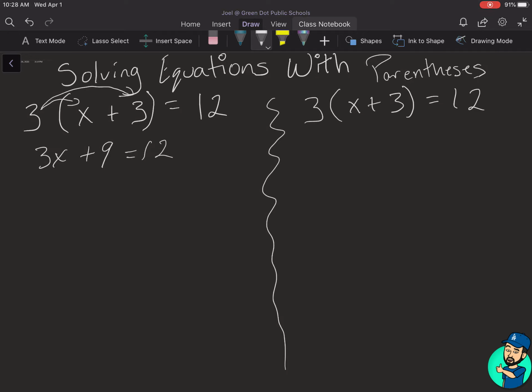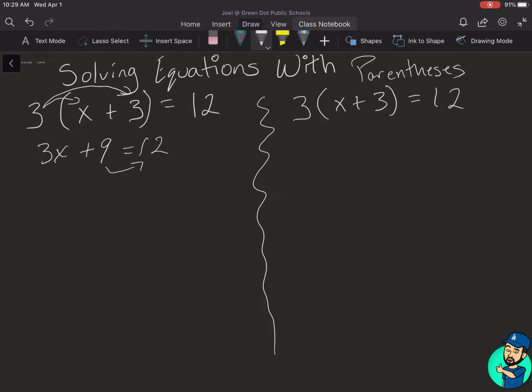Now I'm going to apply the inverse operation just like we've done before with solving one-step and two-step equations. I got to move this 9 to the other side of the equal sign. This is a positive 9, or adding 9. You got to do the opposite, or inverse operation of that, which is minus 9 or negative 9. 9 minus 9 is 0. I bring down the 3x. I bring down the equal sign. 12 minus 9 is 3.